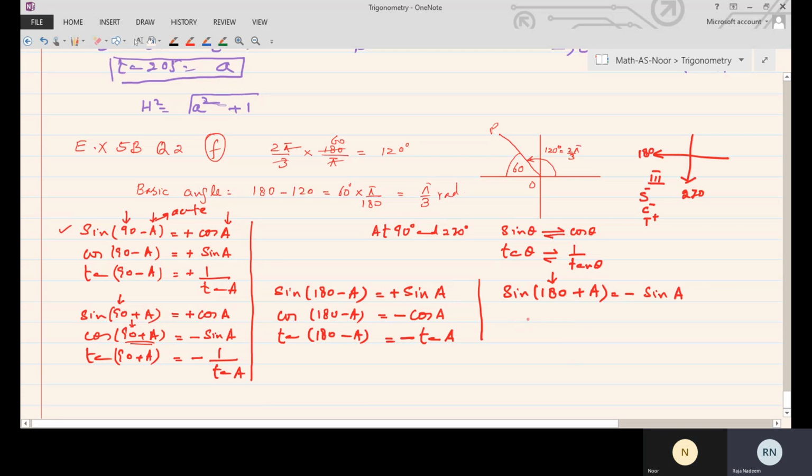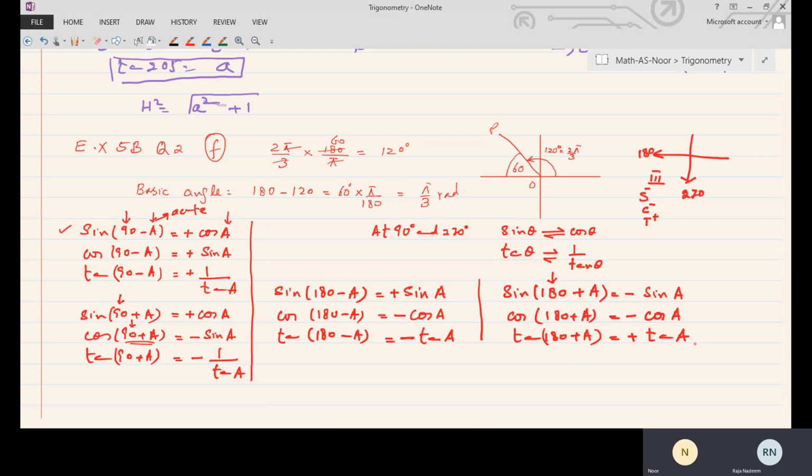So cos of 180 plus A is equal to minus cos of A, and tan of 180 plus A means third quadrant, and tan is positive in the third quadrant, and it will be written as tan of the acute angle, right? So, where do we use these trigonometrical ratios?